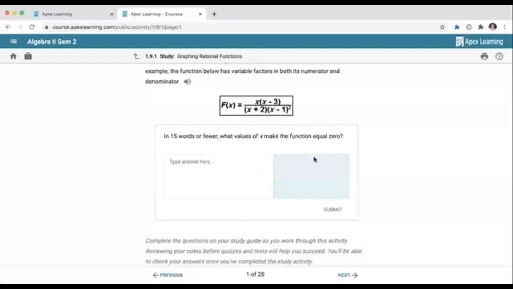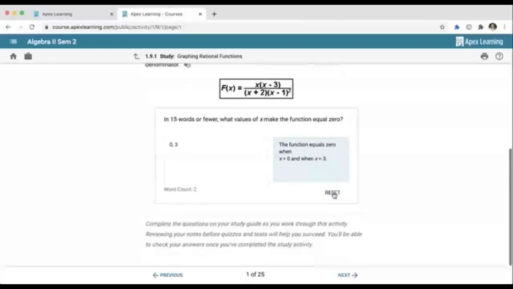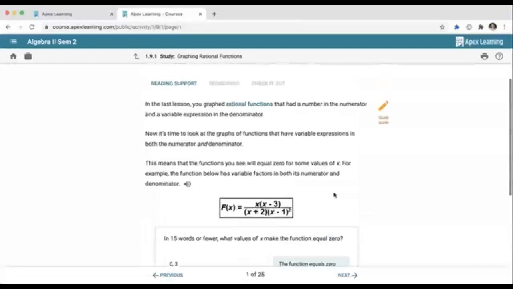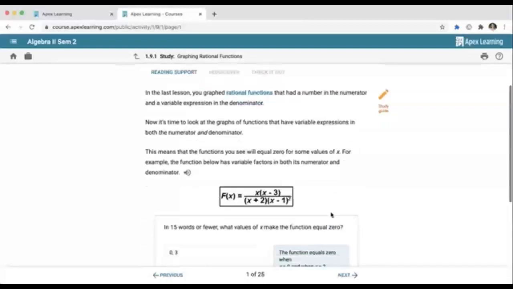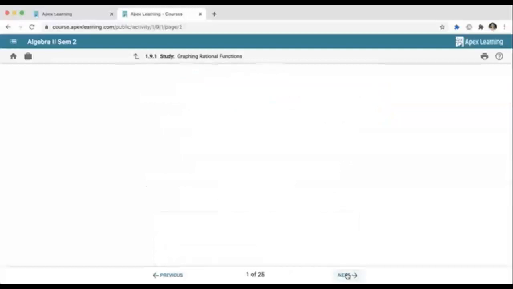So that would be looking at what values of x would make the numerator 0. That should be 0 and positive 3. Because if I plug in 0 here, I get 0 on top, and as long as it doesn't make a 0 on the bottom, we're fine. That makes the function equal to 0. I've got a 3 on top, and that would make my function 0 as well. So again, going from what makes it undefined to what makes our function equal to 0.